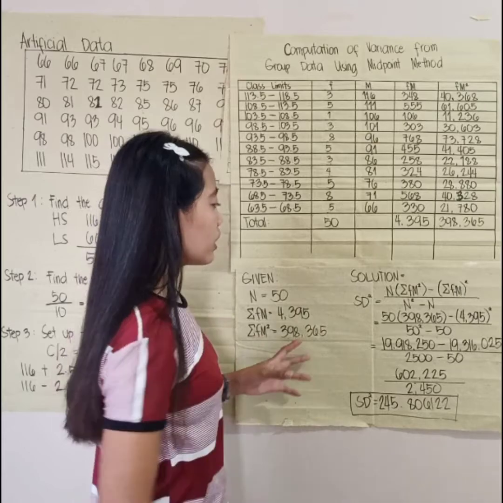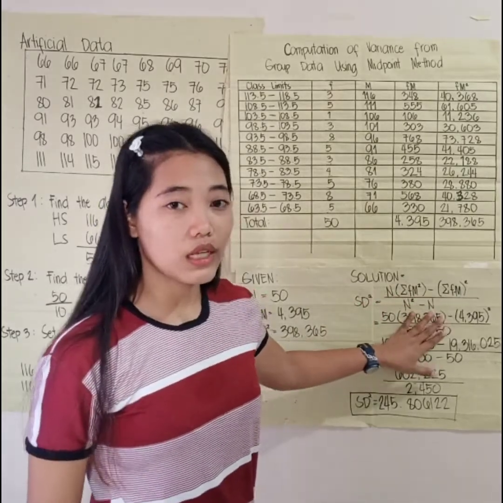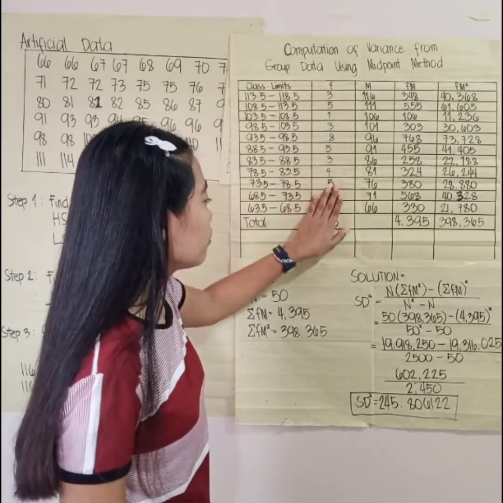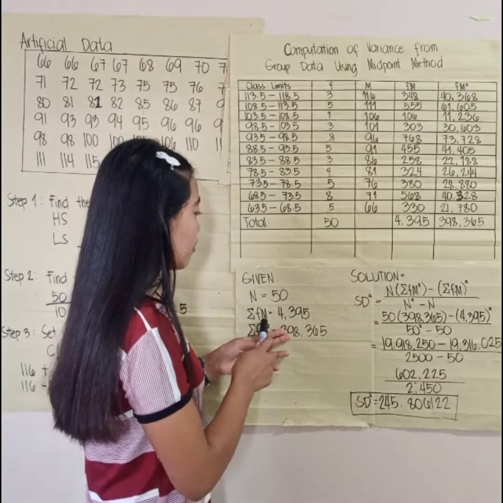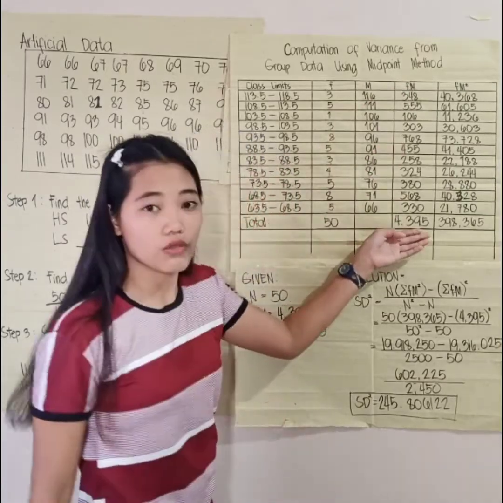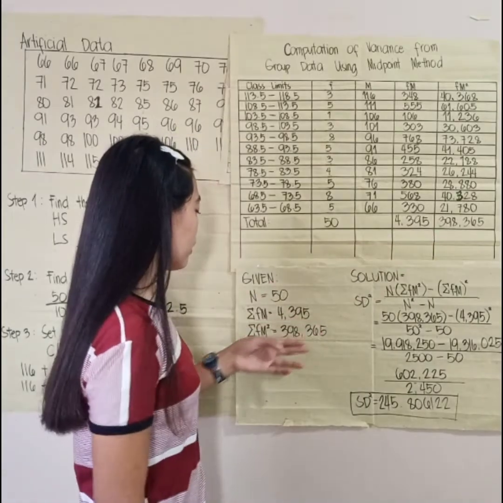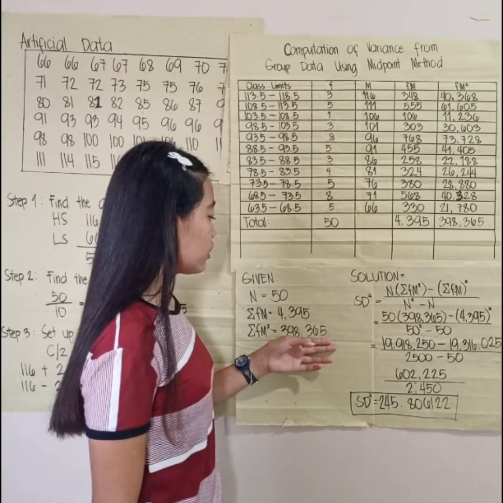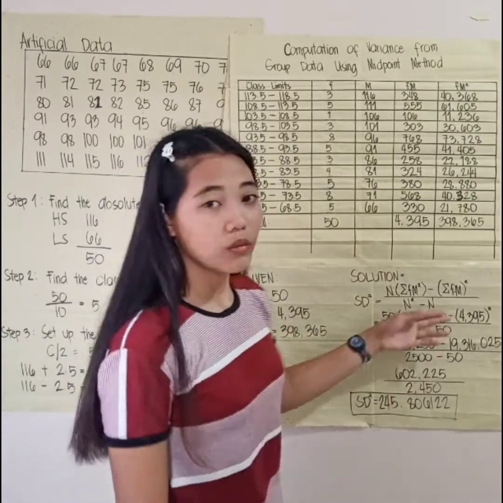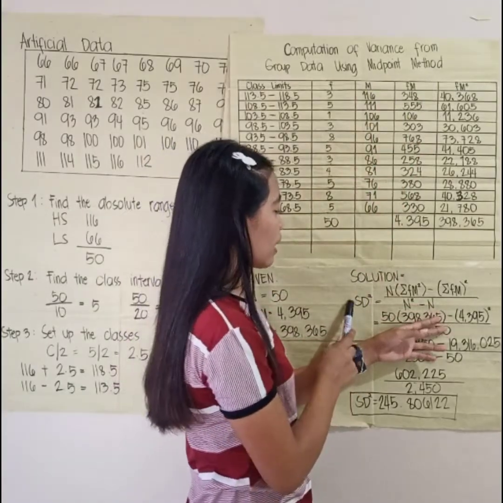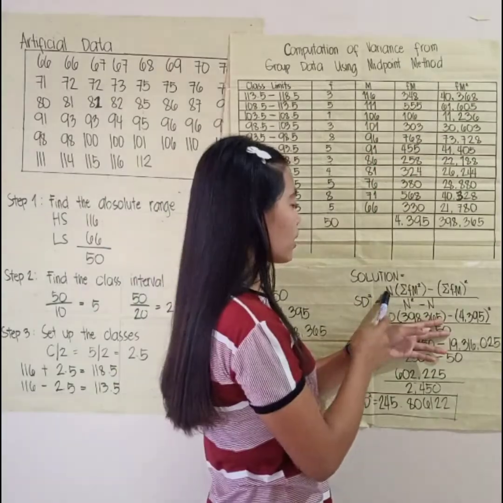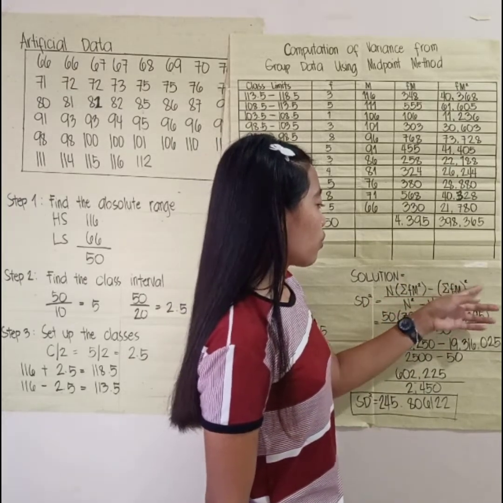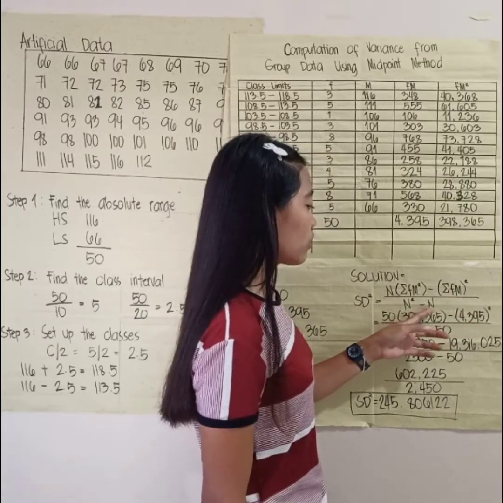To easily substitute in the formula, let's have the givens first. n is 50, the total of the frequency. The sum of Fm is 4,395. The sum of Fm2 is 398,365. Now our formula for the midpoint method is SD squared equals n times the sum of Fm2 minus the sum of Fm squared, divided by n squared minus n.